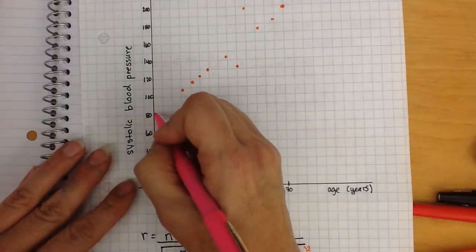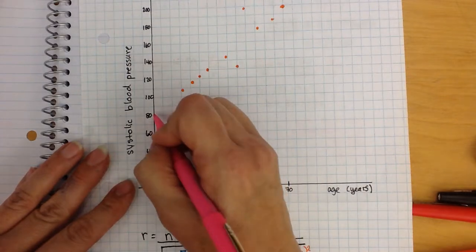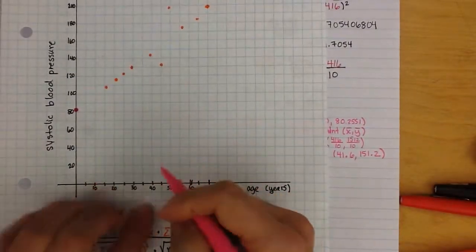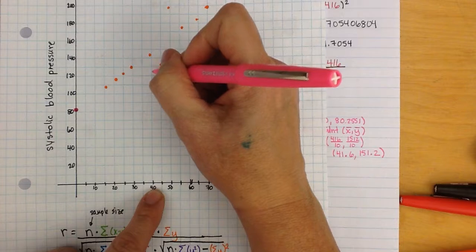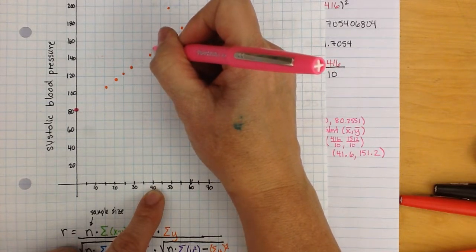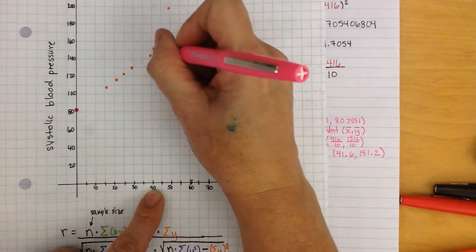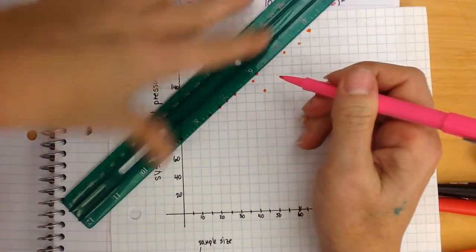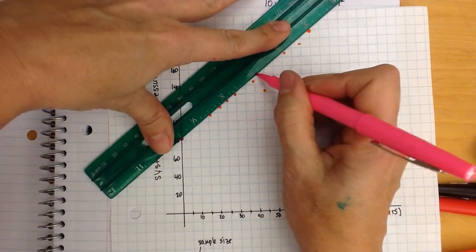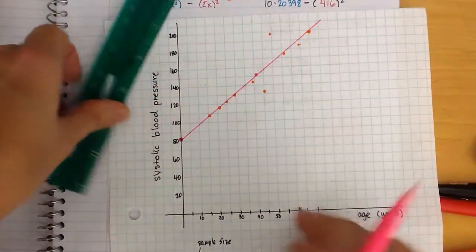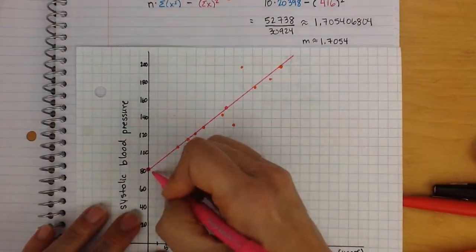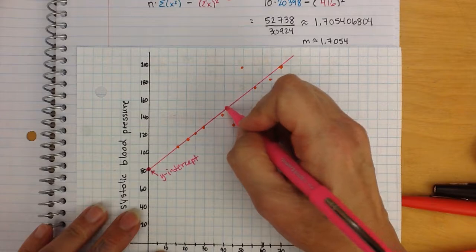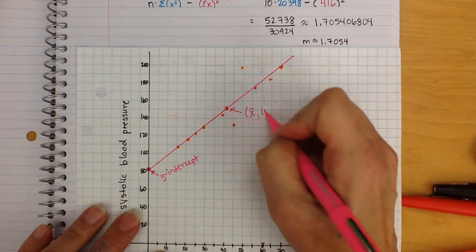So 0, 80.255, there's my y-intercept, and x bar, y bar is 41.6, 151.2. And then I just connect those two points. And that will be my line of best fit. So this is my y-intercept. And this was my point x bar, y bar.